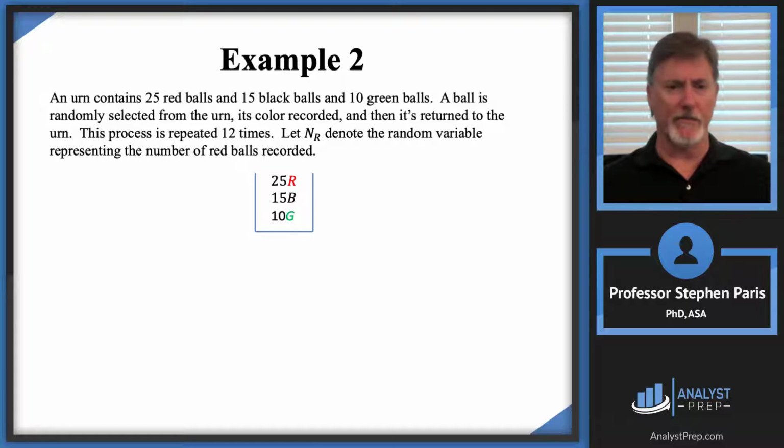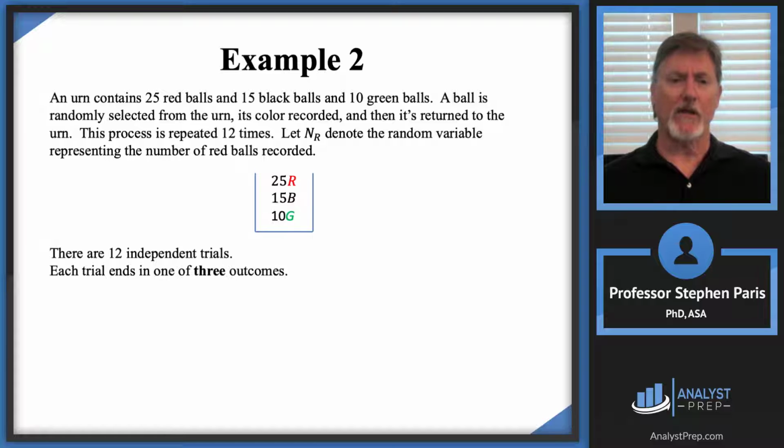I'm going to do the same thing. I'm going to randomly select a ball from the urn, record its color, and then return the ball back to the urn, and I'm going to do this 12 times. Once again, cap N sub cap R is going to denote the random variable representing the number of red balls recorded. So once again, I have 12 independent trials, but this time each trial ends in one of more than two, in this case 3, outcomes.